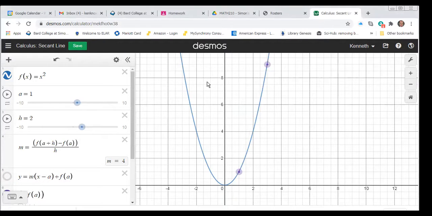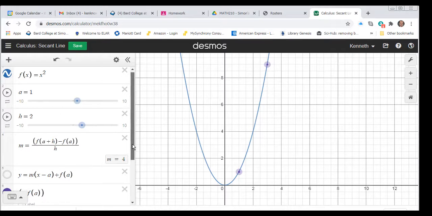So here's the function f of x equals x squared. And this a equals 1 is just telling me to start with x equals 1. And h is my step size, like how far to go. So with a equals 1 and h equals 2, that's telling me to go from x equals 1 to x equals 3. And this m calculates the slope of the secant line. It's the difference in the y values, f of a plus h minus f of a, over h. And we calculated that to be 4.